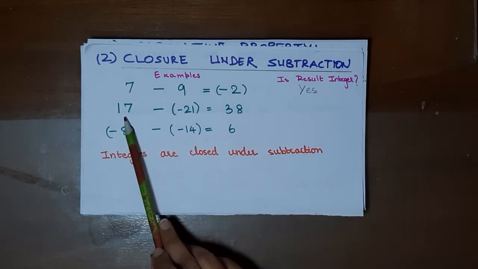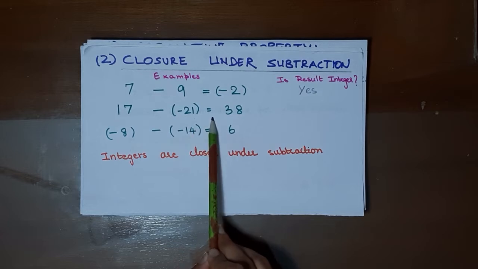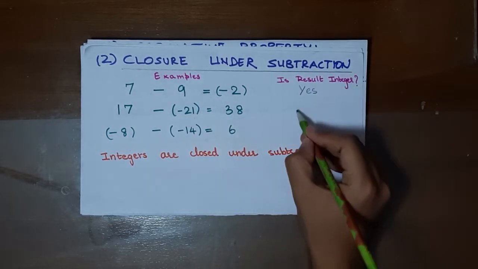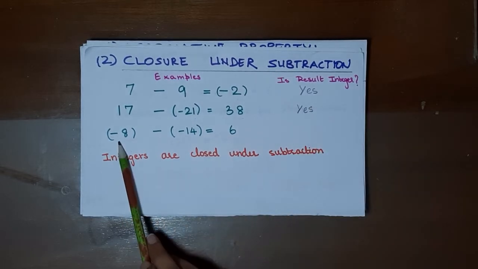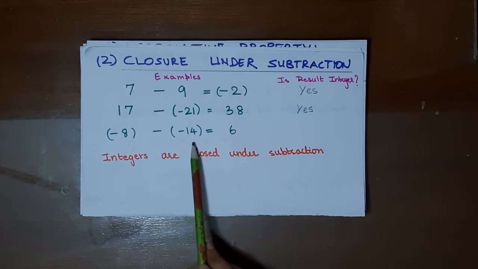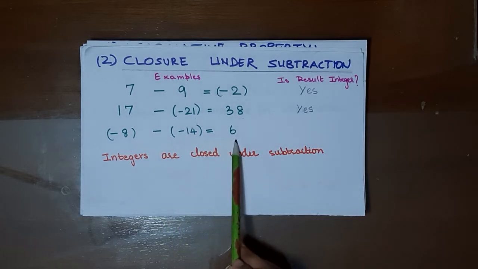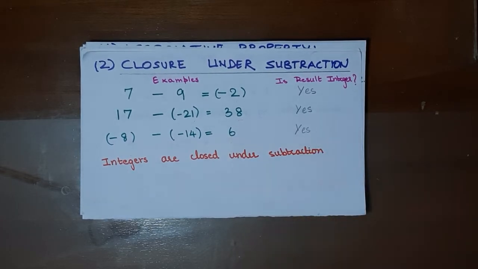Similarly, the next example, 17 minus of -21 equals 38. Is the result an integer? Yes, the result is an integer. Next, -8 minus of -14 equals 6. Is the result an integer? Yes. So what do we observe?